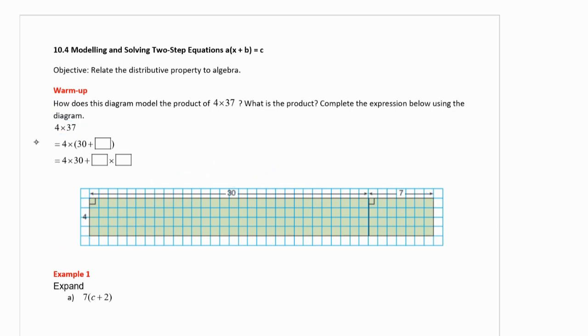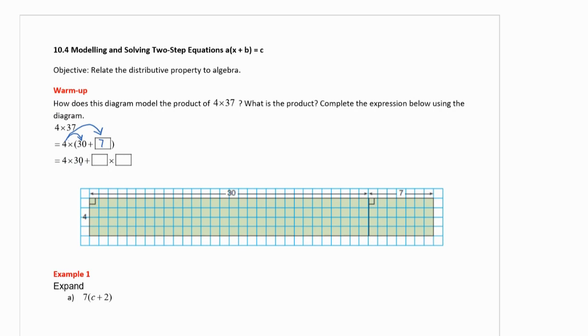But we know that 37 is the same as 30 plus 7. So we can just rewrite 37 by using a bracket and 30 plus 7. So we use 30 plus 7 instead of 37. Then everyone, you can simply distribute. You can expand the bracket.